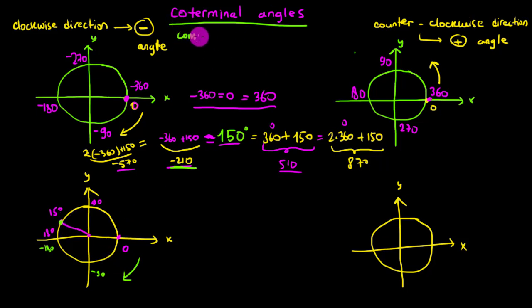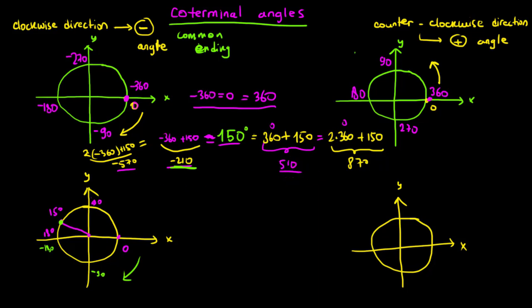Co means common, and terminal means ending. They finish at one point. That's why if two angles have the same terminal point, we can call them coterminal, which means they're equal.